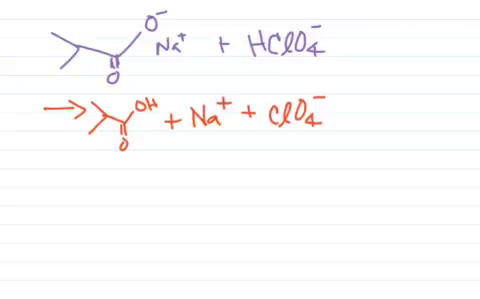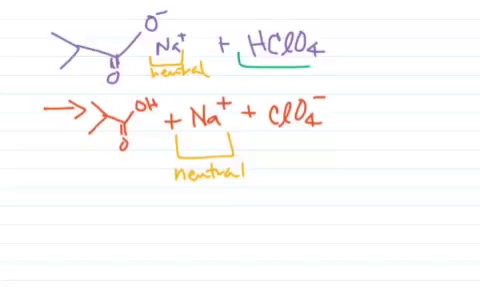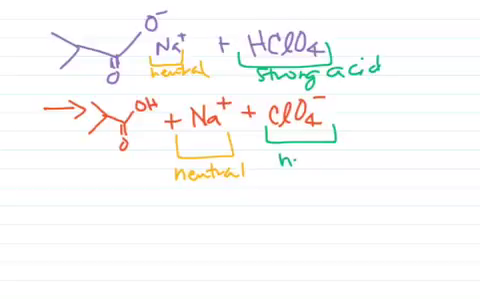Now I'm going to identify what is what. The first thing I notice is I have a group 1 cation. This is neutral. So I'm going to mark both as neutral. Next, I see my strong acid. So that means the perchlorate is neutral as well. Because remember, if I have a strong acid, the anion needs to be neutral.